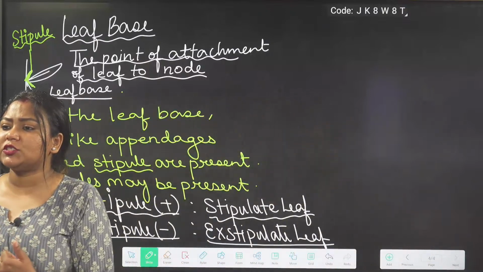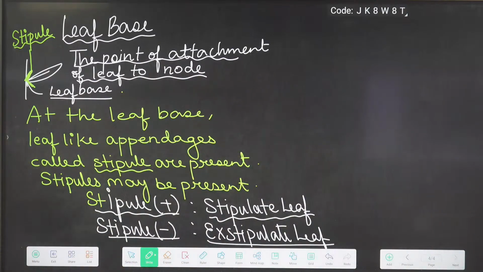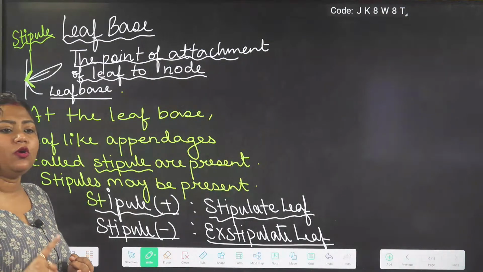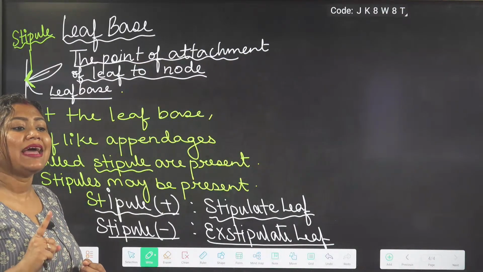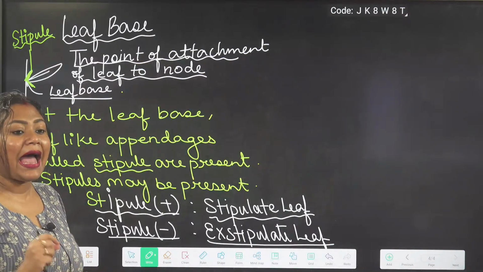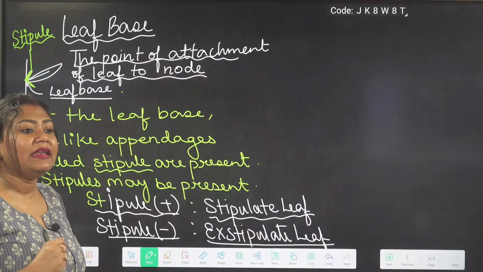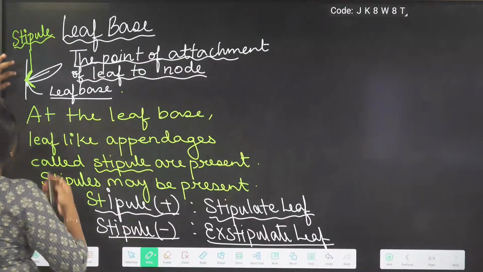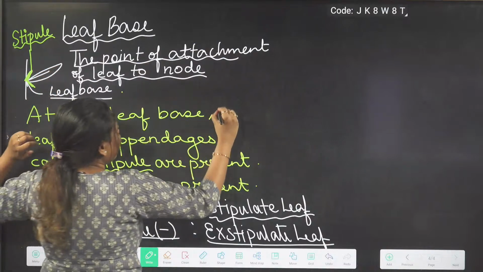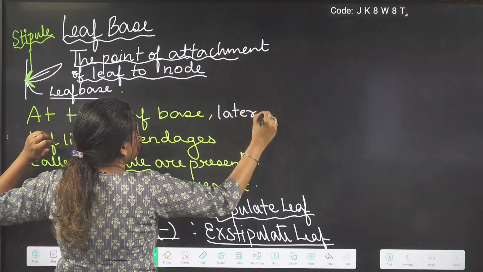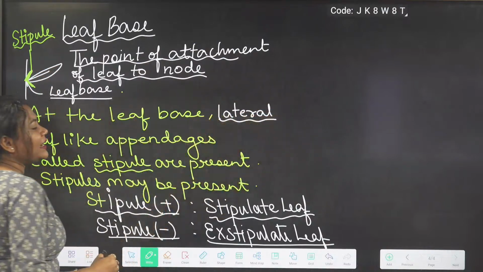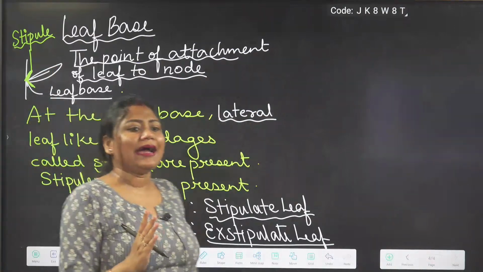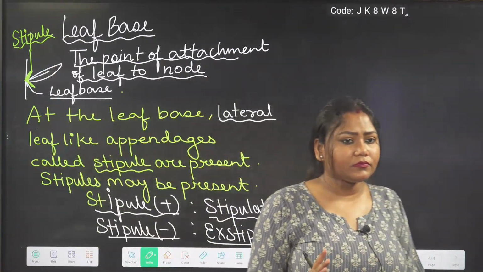If stipule is present, it is known as stipulate leaf. If stipule is absent, it is known as exstipulate leaf. At the leaf base, some lateral leaf-like appendages are present. Lateral leaf-like appendages means they are arising from the sides. Lateral means side. From today, remember, lateral means side.